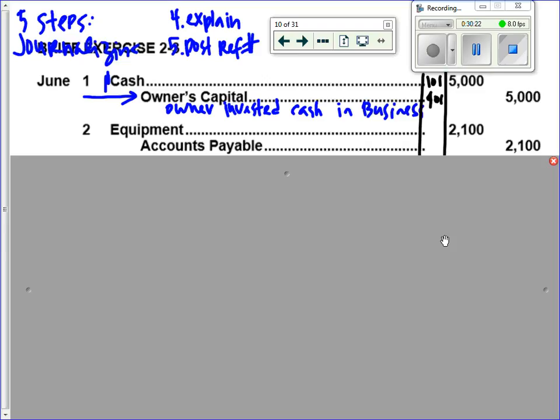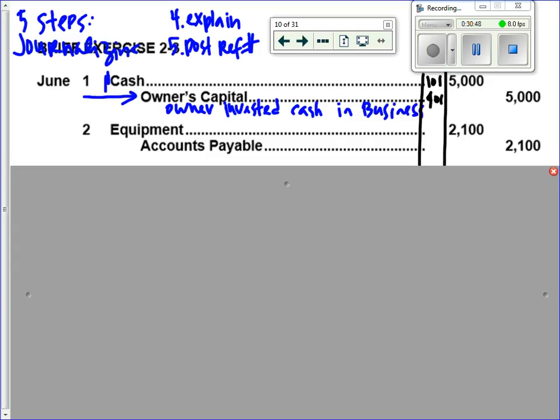The cool part here is maybe when you know you get equipment, that asset's going up, you know that's the debit. The other half has to be a credit. It's just figuring out which one has to be that credit. What could the credit have been here if it would have said paid cash for equipment? What would the credit have been that time? Cash. And is cash going down a credit? Yay, okay.